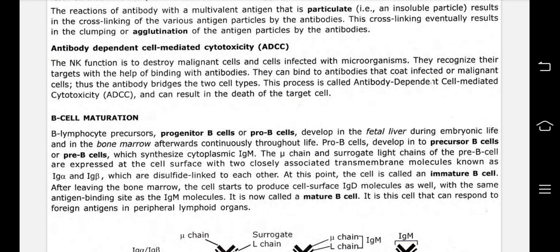So, antibody dependent cell mediated cytotoxicity, or ADCC. The NK function is to destroy malignant cells and cells infected with microorganisms. They recognize their targets with the help of binding with antibodies. They can bind to antibodies that coat infected or malignant cells. Thus, the antibody bridges the two cell types. This process is called antibody dependent cell mediated cytotoxicity and can result in the death of the target cell.